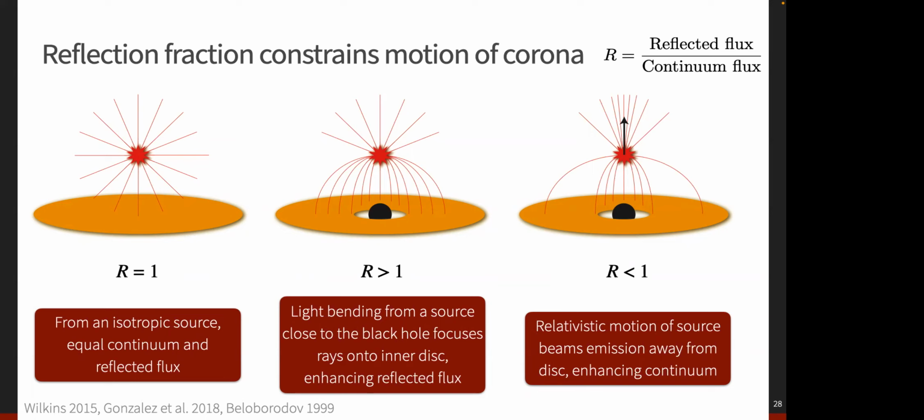And that can happen if our corona is being ejected away from the black hole. So imagine a corona that's maybe part of a jet, or maybe a small scale thing that's trying to become a jet, but not reaching those large scales we see in the radio galaxy. In this case, if we have motion of the corona at 10%, 20%, 30% the speed of light, the beaming sends the radiation away from the disk, so we see more continuum than reflection. So here we can measure not just the location of the corona, but we can start to understand the velocity of the corona. And if you want to know more about that, a former student of mine, Adam Gonzalez, wrote a really nice paper running through all these models and explaining how this motion of the corona affects what we see.